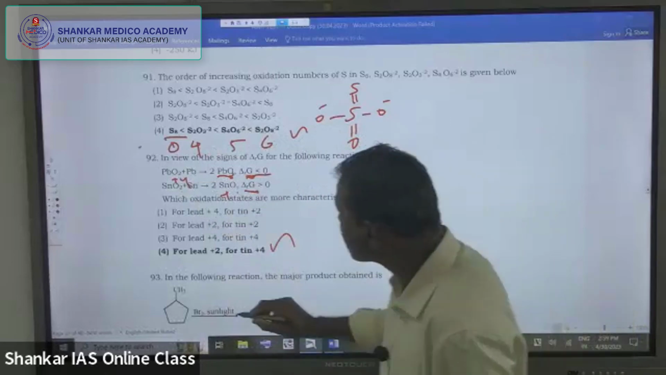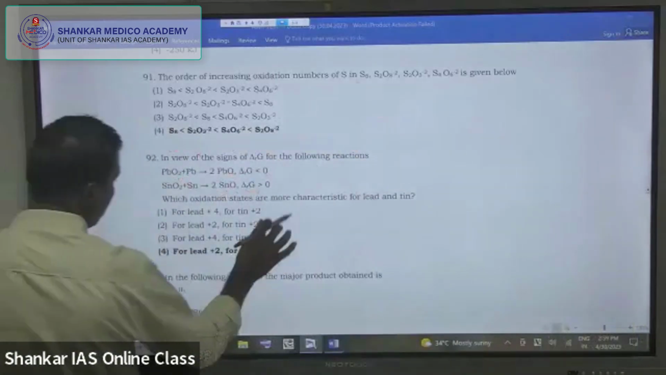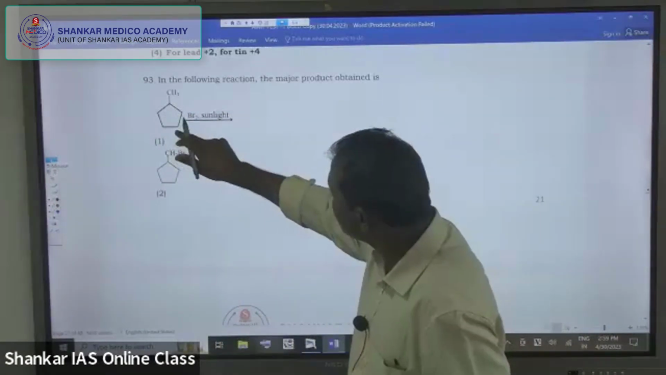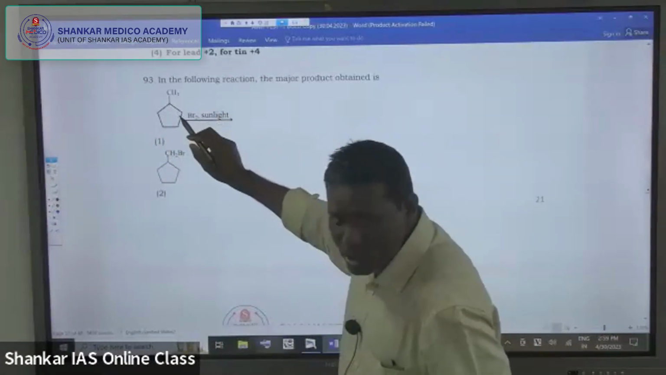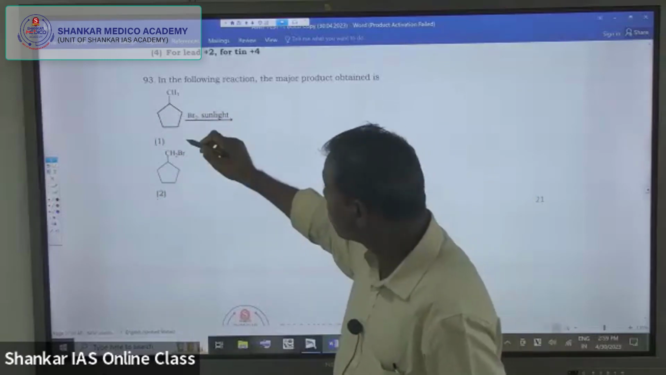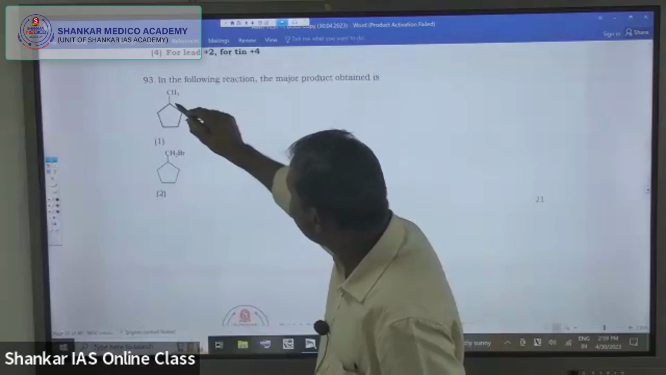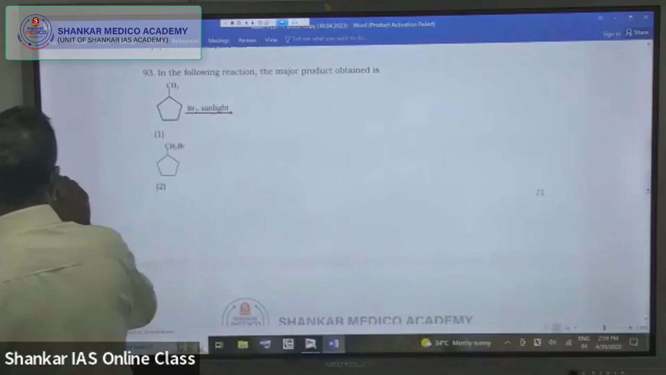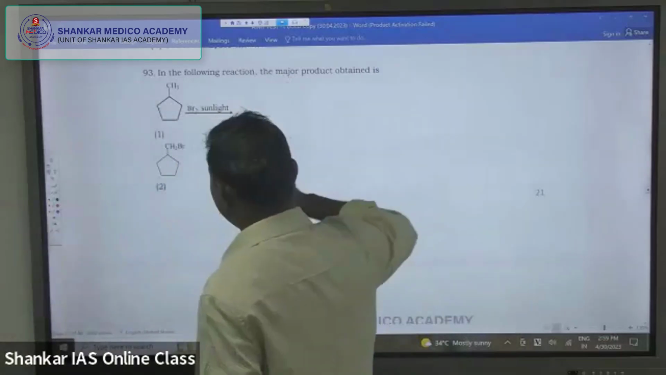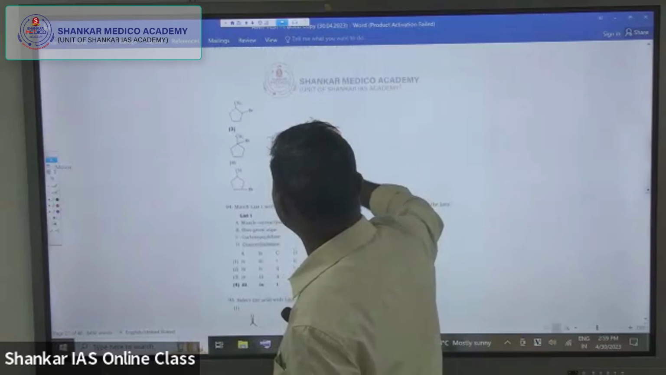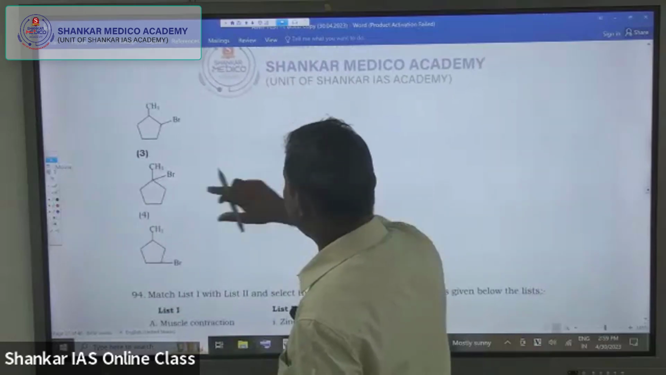And so you have the methyl group, CH2 and CH. Formation of a more stable free radical is the major product according to the halogenation. Here only, bromine goes to the tertiary carbon. That will be the major product. Okay. Yes, this is the one.